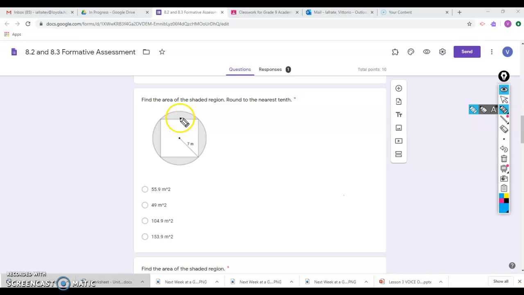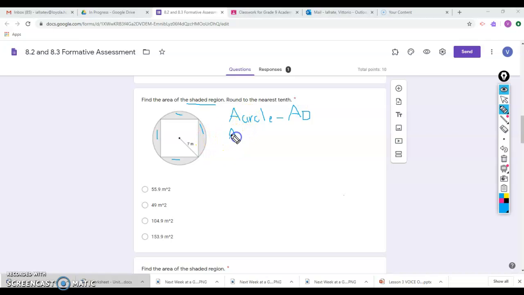So here we have a circle and a square. We need to find the area of the shaded region. So we want the shaded parts here, here, here, and here. So basically we want to find the area of the circle, and we want to take away the area of the square. I'm just going to draw a little square there. So the area of the circle is pretty easy.